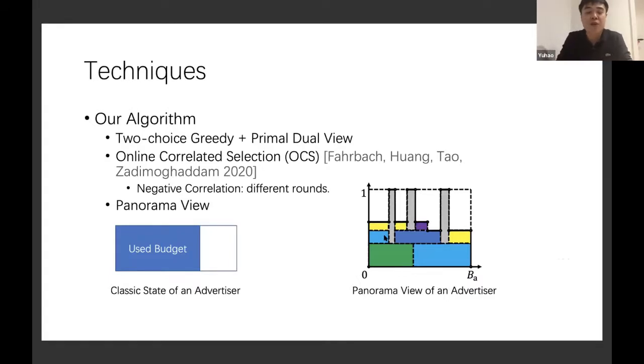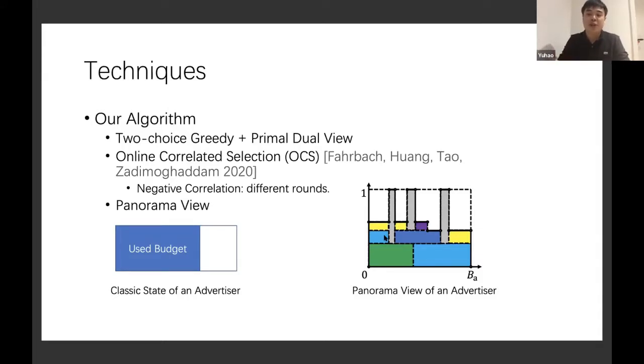So let me talk a little about our algorithm. Our algorithm is actually a two-choice greedy algorithm. Two-choice greedy means we will choose two choices, which bring the largest gain and the second largest gain. And if these two gains are quite similar, then we do not only choose the largest one, we will choose two and then pick one of them at random with 50-50%.